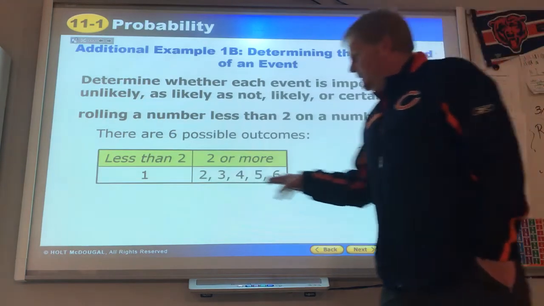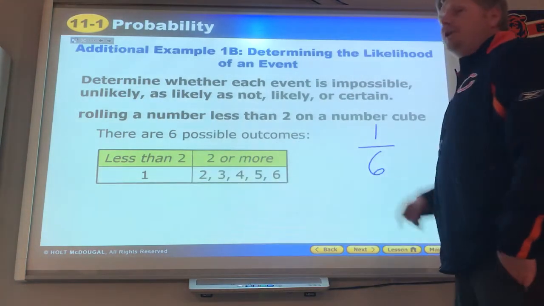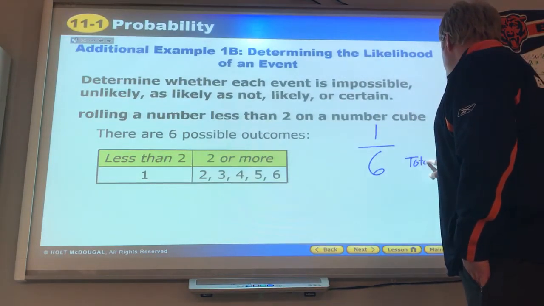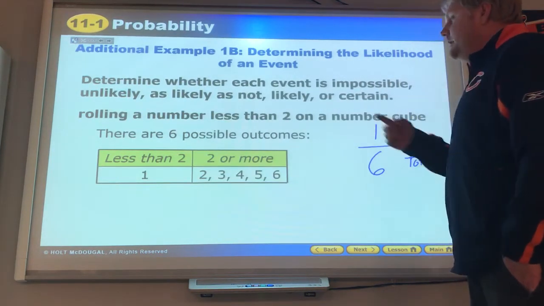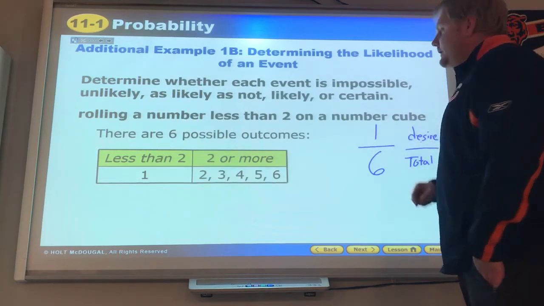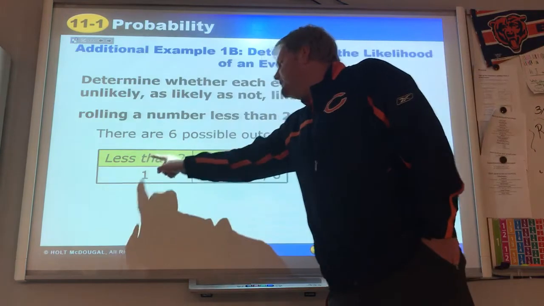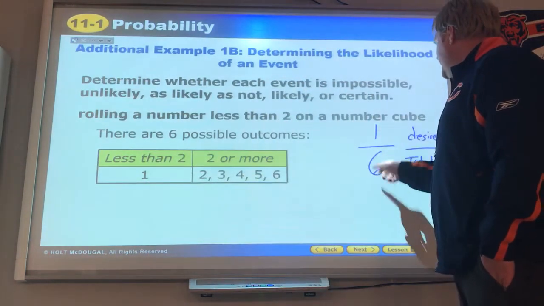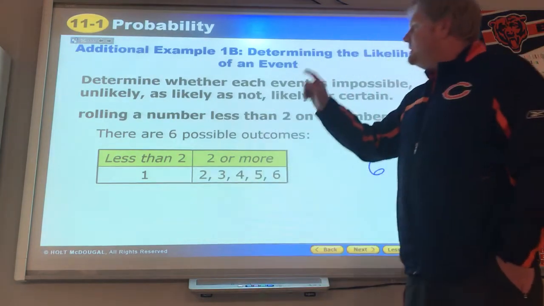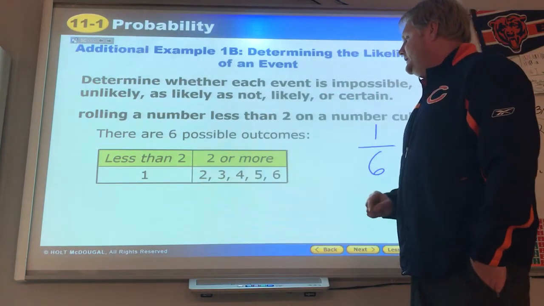Weren't there 6 outcomes? With fractions, the bottom number is the total possible outcome. The top is what you desire or want to happen. Oh, there's one thing that meets that? So 1 out of the 6 total choices meets what I want. So we can see that this is unlikely to happen.